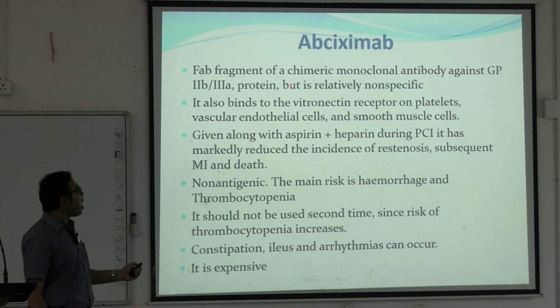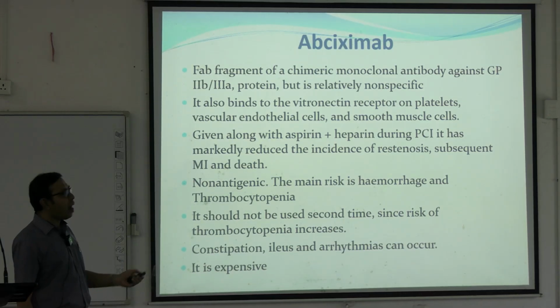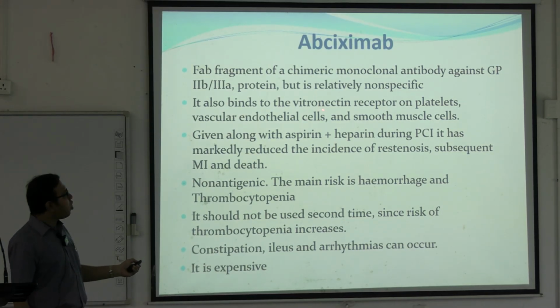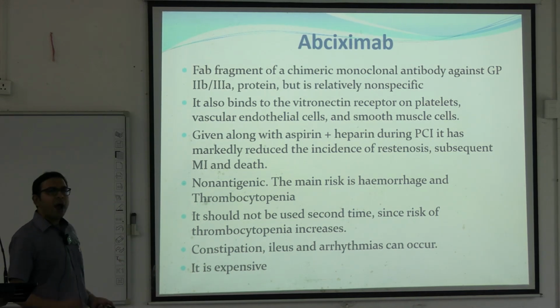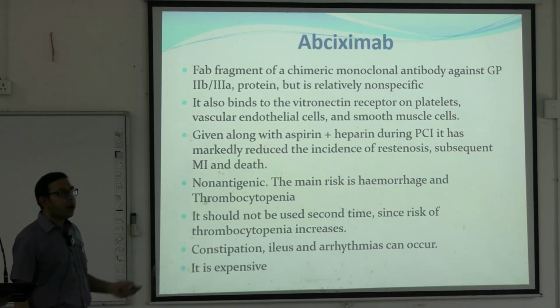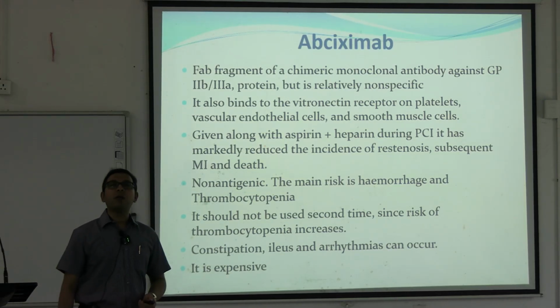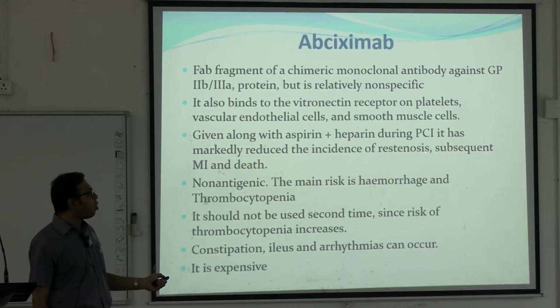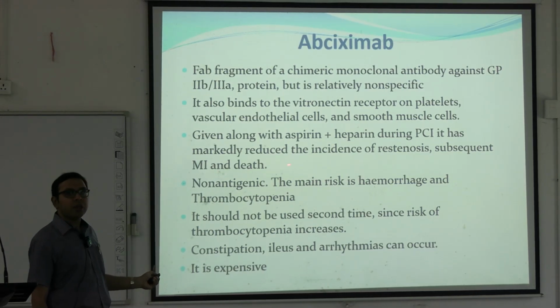Abciximab is the Fab fragment of a chimeric monoclonal antibody against the GP2B3A protein. It also binds to vitronectin receptors on the platelets and endothelial cells of smooth blood vessels. It is mainly indicated with aspirin and heparin during percutaneous coronary angioplasty. It has markedly reduced the incidence of restenosis, subsequent myocardial infarction and death.